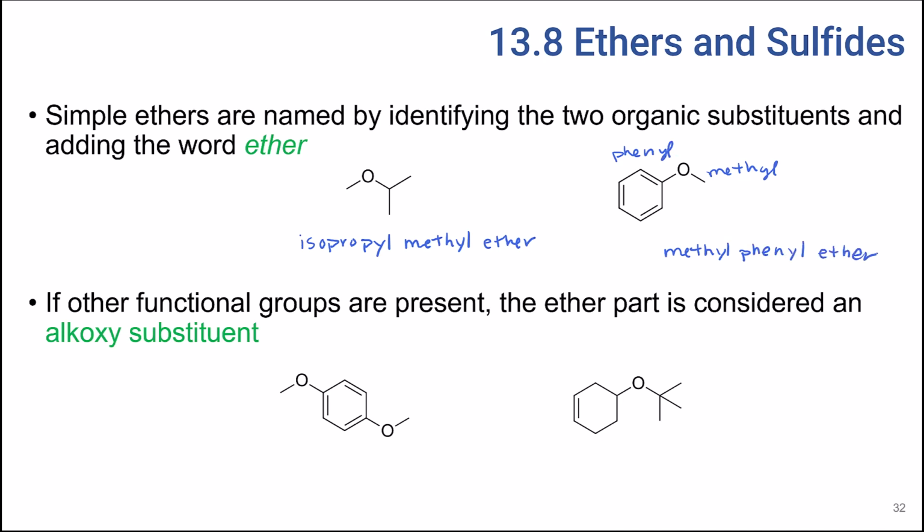If there are other functional groups present, the ether part is considered to be an alkoxy substituent. So on this benzene, instead of listing it as a dimethyl something phenyl, because it's a complicated structure, we're going to treat these as a methyl on an oxygen. So this will be methoxy. We have two of those, and they're para to each other, so this is para-dimethoxybenzene.